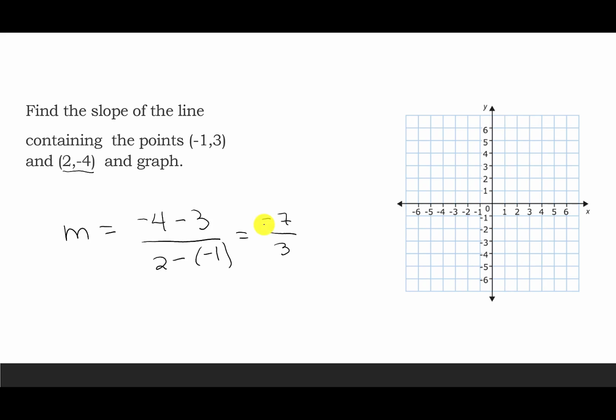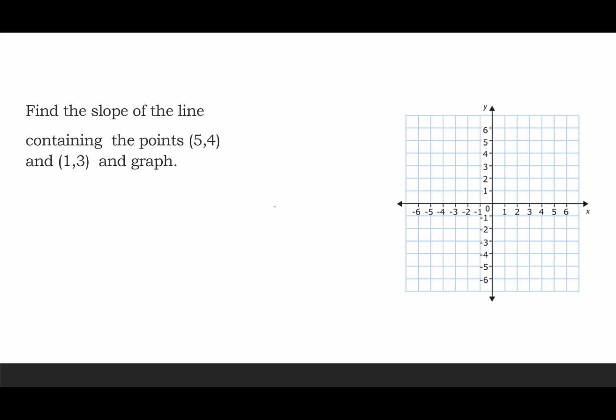To graph, I have -1, 3, so -1, and then up to 3, and then positive 2 with -4. Then we do our best to connect the dots. You can see the slope is negative. I'm moving down from left to right, and we saw that when we did our calculation as well.